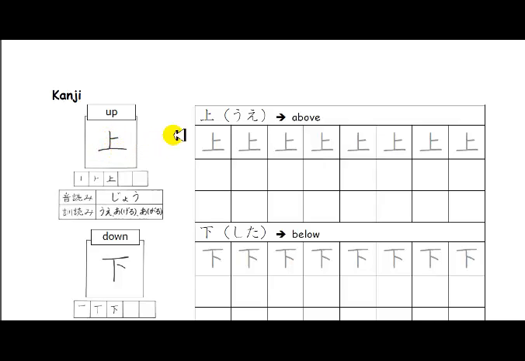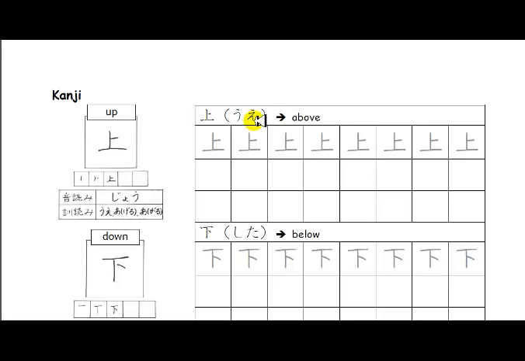And we're going to be using the kun reading, which is ue. That means above, and we're going to use it to indicate relative location. Teburu no ue, above the table. Teburu no ue ni hon ga arimasu. Above the table, there is a book.